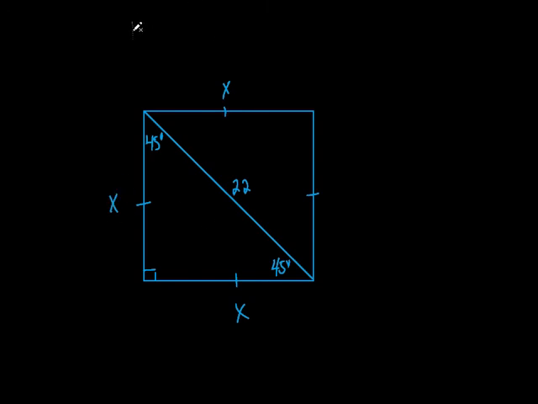Do you remember the relationship that the hypotenuse is equal to the square root of 2 times one of the legs? We'll just put x there for the leg. So if I want to solve for x, what do I have to do? Divide by the square root of 2. That's right. So this is just 22 divided by the square root of 2. Plug it in a calculator, you're done.